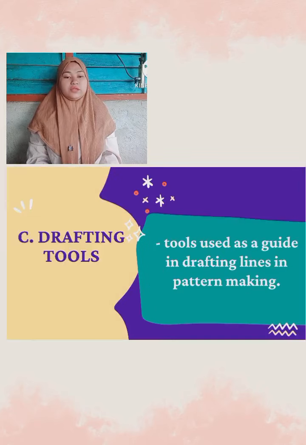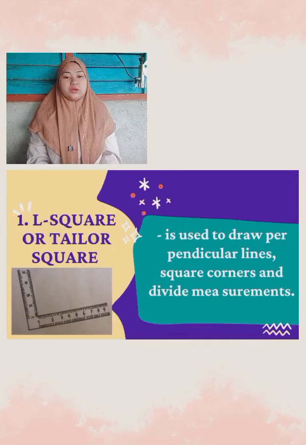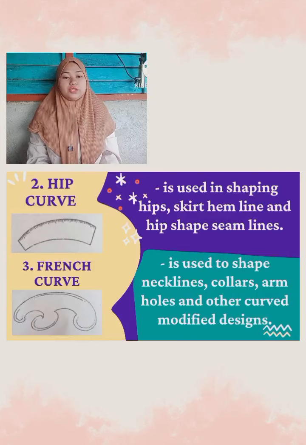And then the drafting tools, which are used to guide us when we are drafting a pattern. The first is the L square or tailor's square. This is used to draw perpendicular lines, square corners, and divide measurements. Next is the hip curve, which is used for shaping the hips, the skirt hem line, and the hip shape seam lines. And then the French curve, which is used to shape the neckline, the collar, armholes, and other curved design.